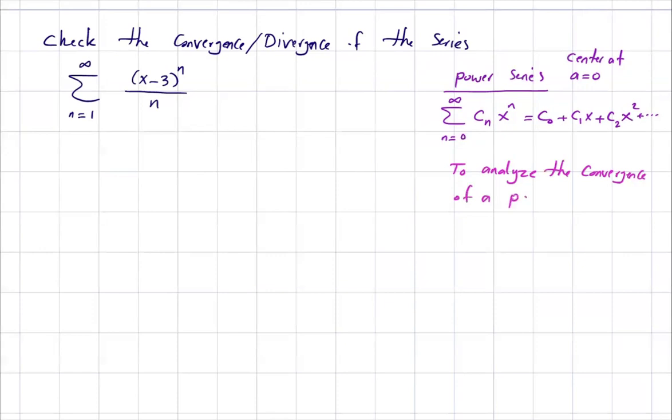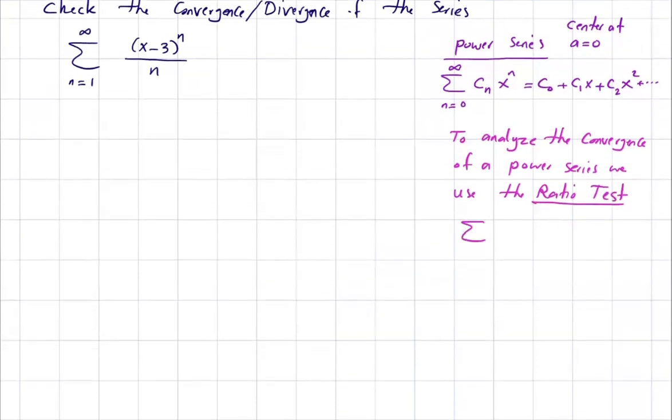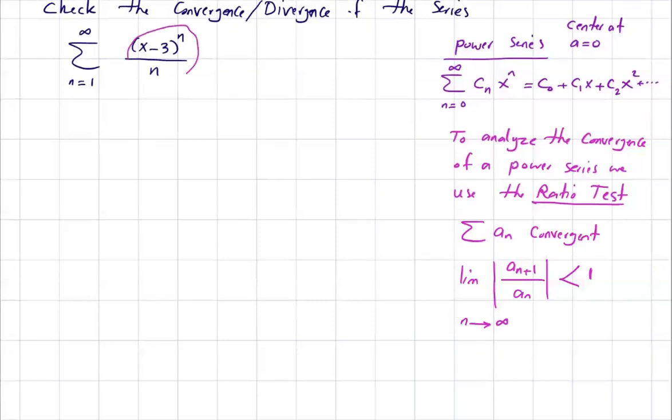For convergence of a power series, we use the ratio test. For the ratio test, if you have the summation of a_n, the limit of the absolute value of a_(n+1) divided by a_n as n goes to infinity must be less than 1, so you have a convergent series. So in this case, our a_n is (x minus 3) to the power n divided by n.